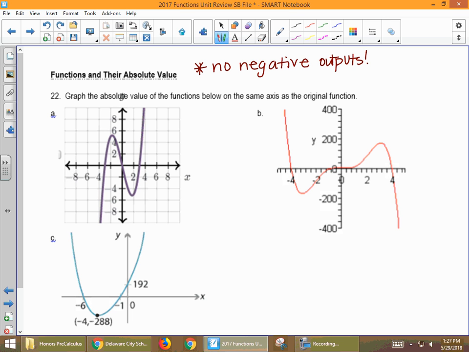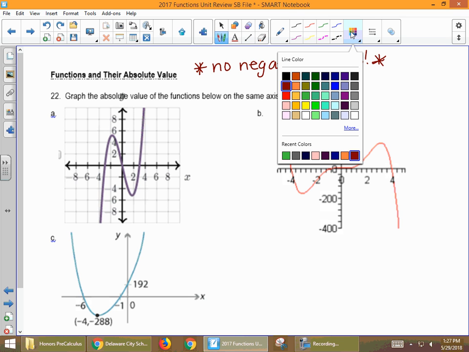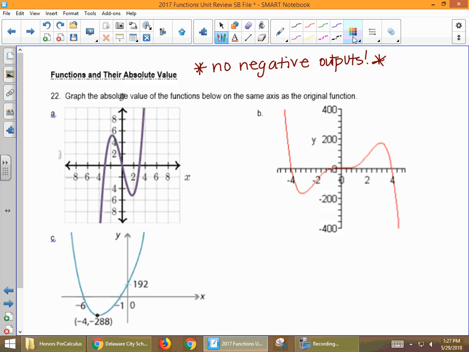So what that means for what you're going to draw is that anything that's under the x-axis, it's basically going to bounce off the x-axis and go back positive. So I like to plot some points if I can. If I can do all of these in red for you so they'll really stand out.